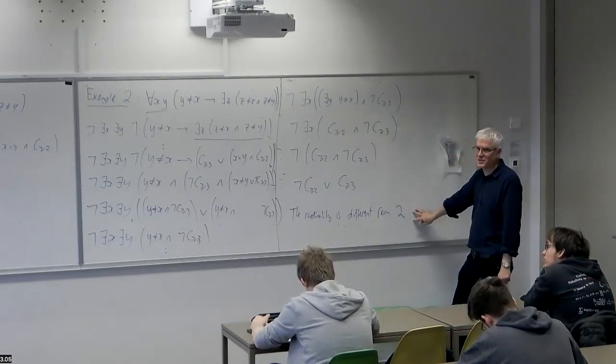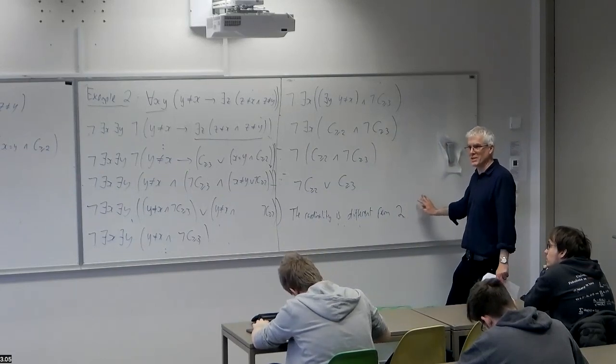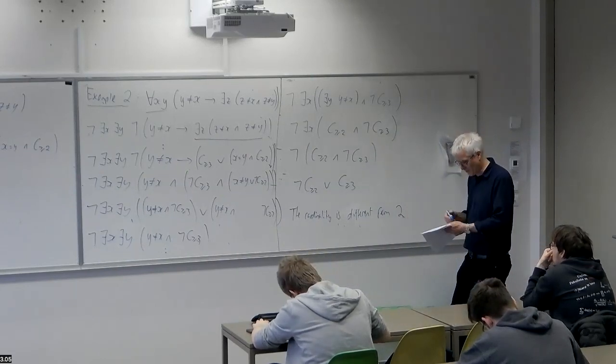So actually this says the cardinality is different from 2, so it's not valid because it is not true in structures that have 2 elements.